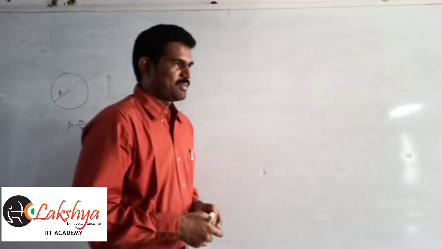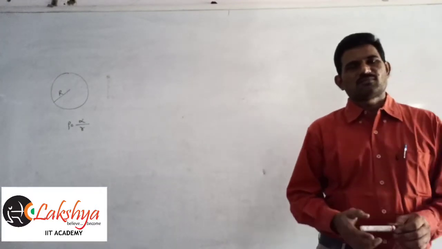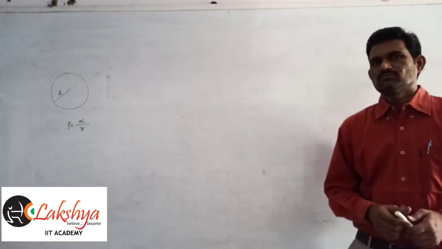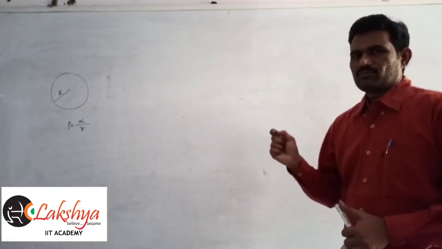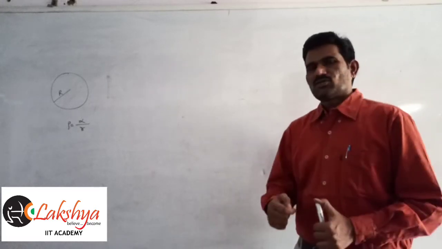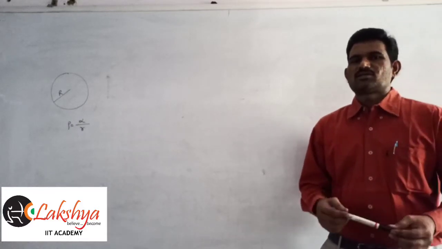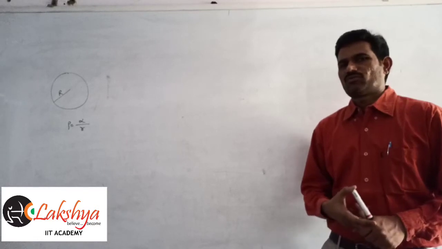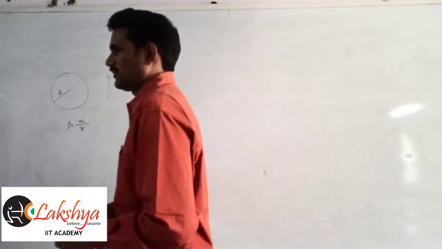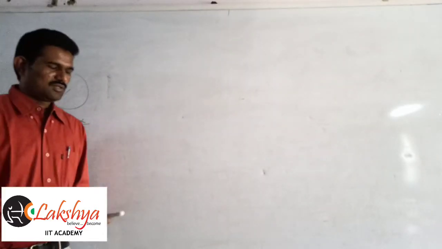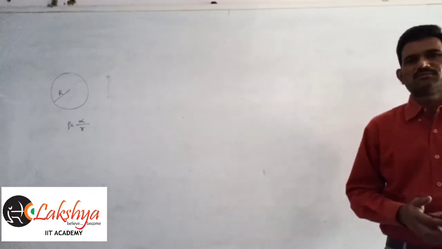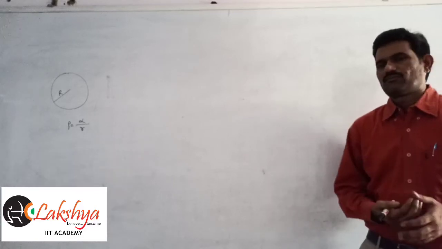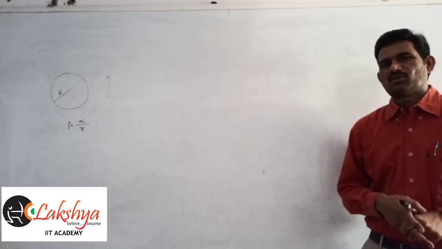Assume permittivity of the ball and the surrounding medium is unity. Now write the question: if the intensity of electric field outside the ball is independent of the distance of the point from the center of the ball, find the charge enclosed by the ball.